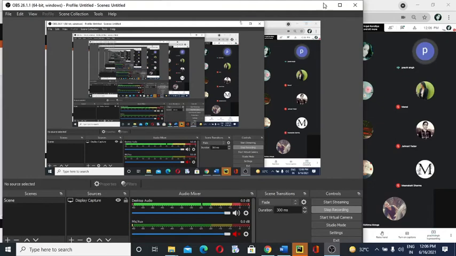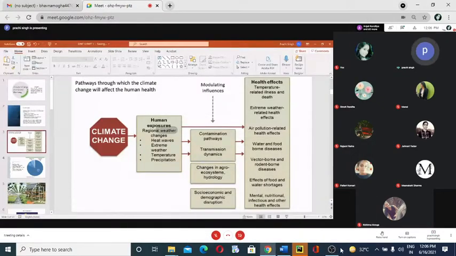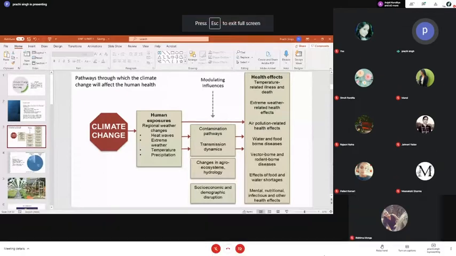Discussed this slide, but I'll just brush you up that when we were discussing climate change, then we discussed how it was affecting human exposures. So therefore, in the form of weather pattern changes, and as a result of those changes in the weather, the prime change that is happening in the climate is changing temperature.